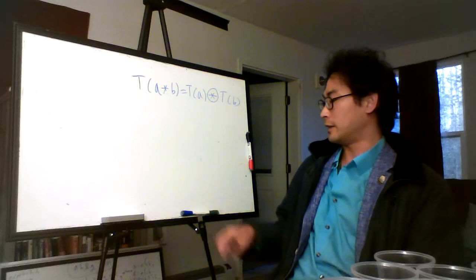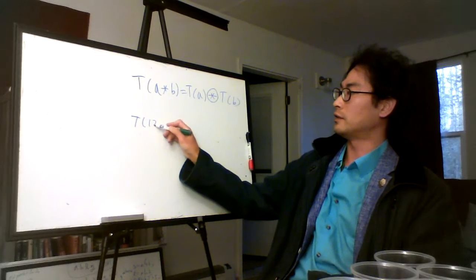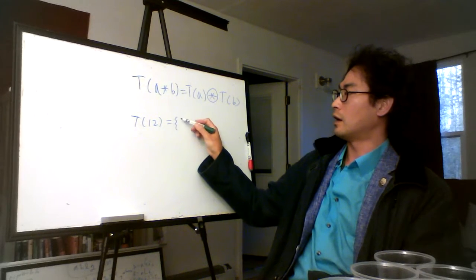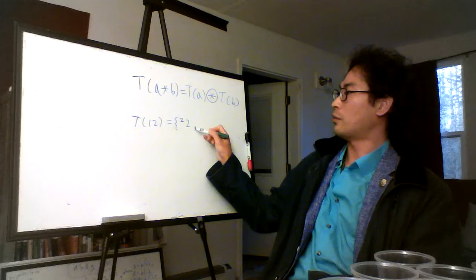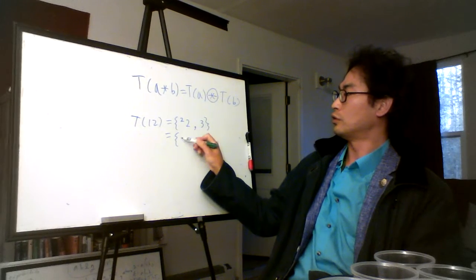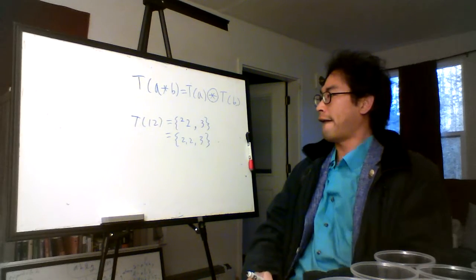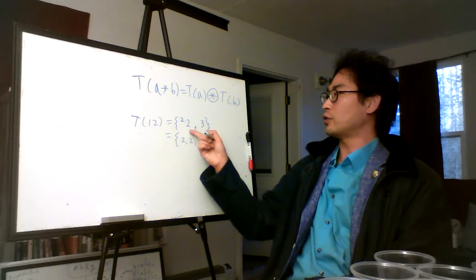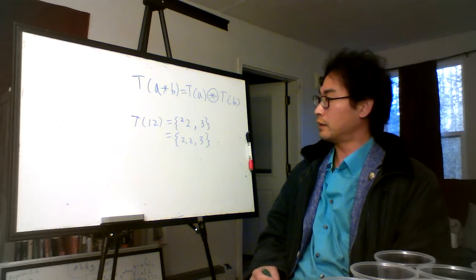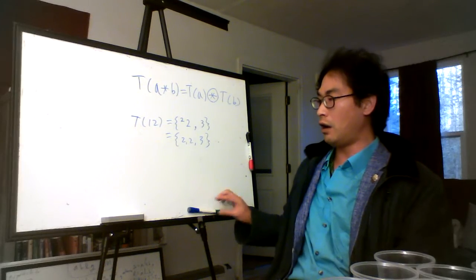What is function t? Well, let's give an example. t of 12 is 4 times 3, right? Actually, it's 2 2's, comma 3, which is equal to 2 comma 2 comma 3. It's a prime factorization of the number 12. So that's our function t.